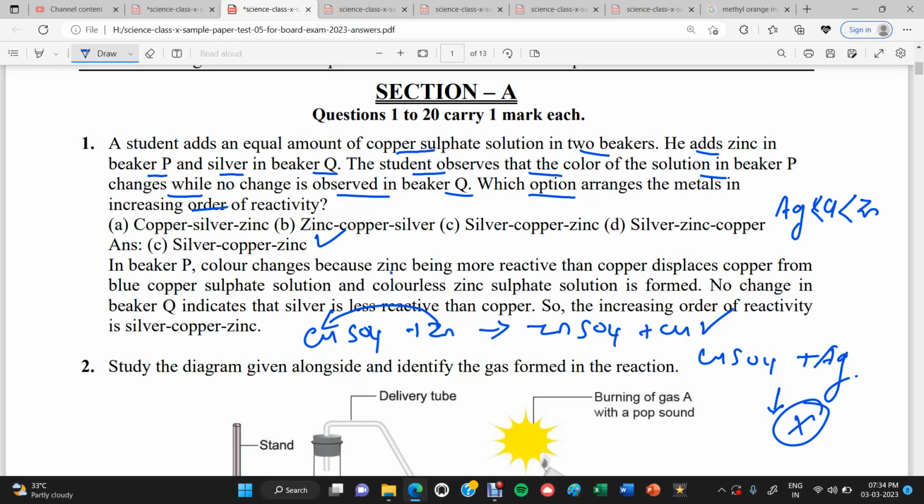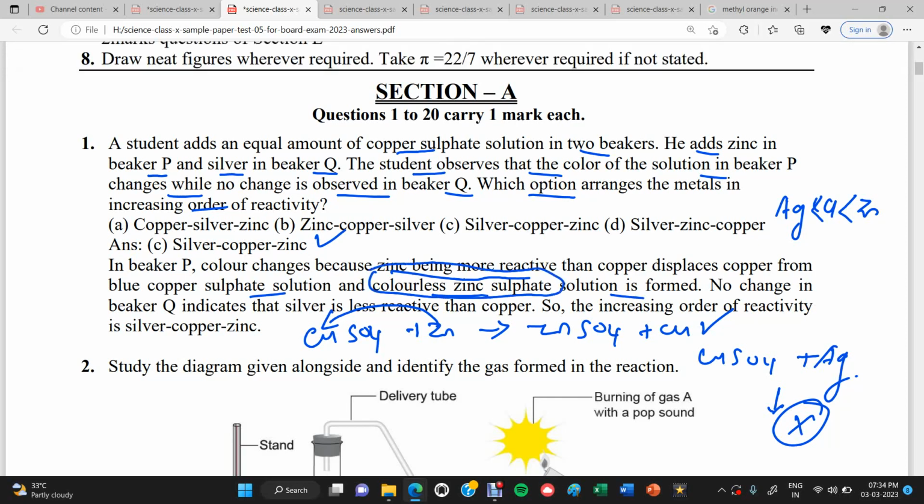This is what we get when we write the equation, and they have written the wordings too. Zinc displaces copper from the copper sulfate solution, and colorless zinc sulfate solution is formed. The word we can learn is colorless zinc sulfate solution. So remember, zinc sulfate will be colorless. No change in beaker Q indicates that silver is less reactive than copper. So the increasing order of reactivity they have written. And this question we have already seen.